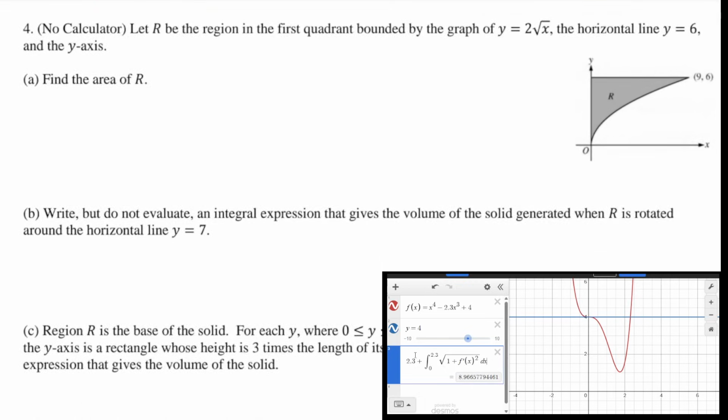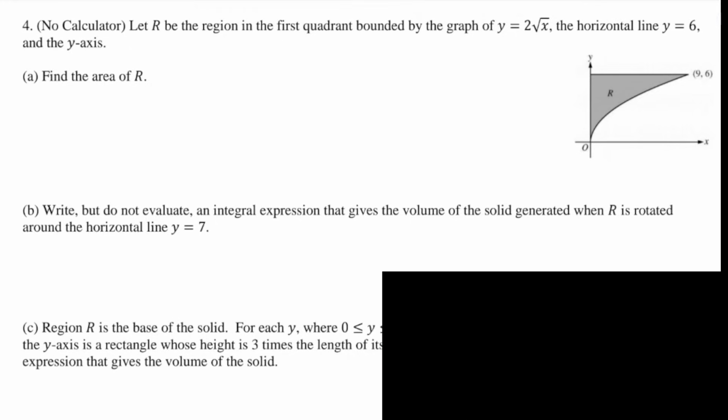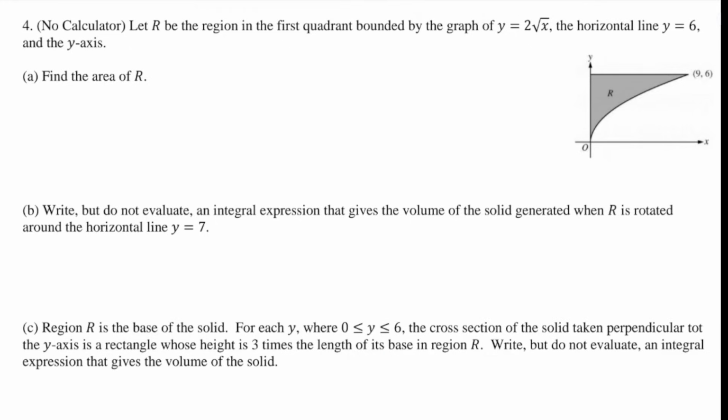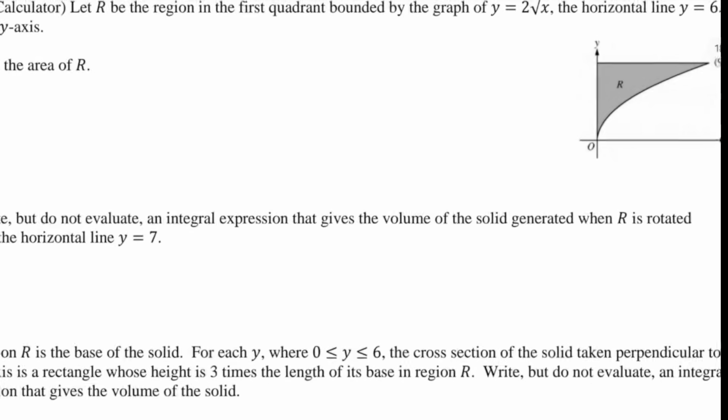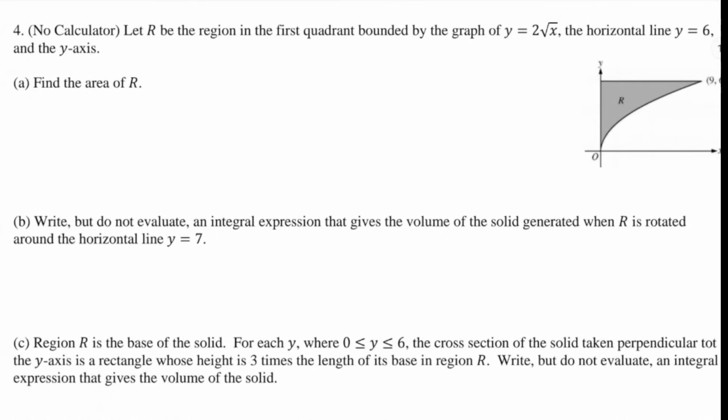Now we're back to a no calculator scenario, so get rid of that. Let R be the region in the first quadrant bounded by the graph of y equals 2 root x, y equals 6, and the y-axis. Find the area of R. Now we could do right and left, but I'm seeing top and bottom as an option, and that won't require me to really solve for anything. So I'm just going to draw a sketch of this.